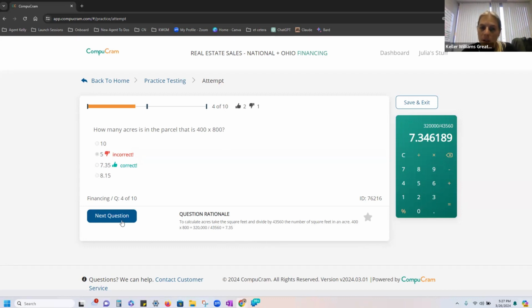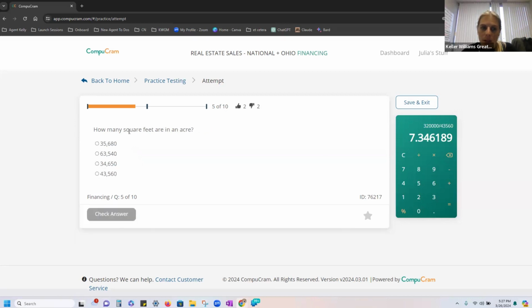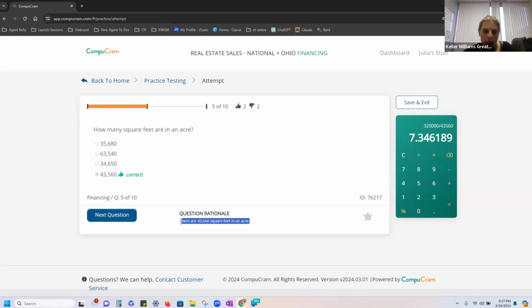So there are 43,560 square feet in an acre. Okay, how many square feet are in an acre? So 1 acre equals how many square feet? All right, good job. That is correct.